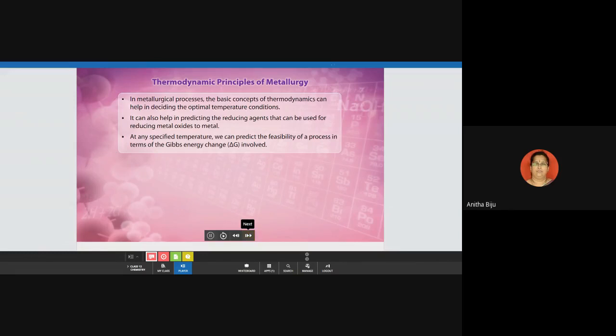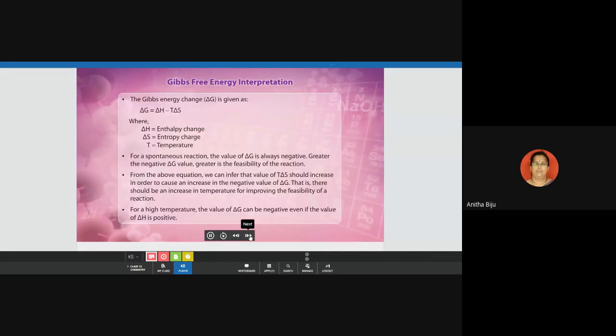It can also help in predicting reducing agents that can be used for reducing metal oxide to metal. At any specified temperature, we can predict the feasibility of a process in terms of the Gibbs energy change involved. Gibbs energy is also there. This slide is important. You can see that one equation is given at the beginning: delta G is equal to delta H minus T delta S.